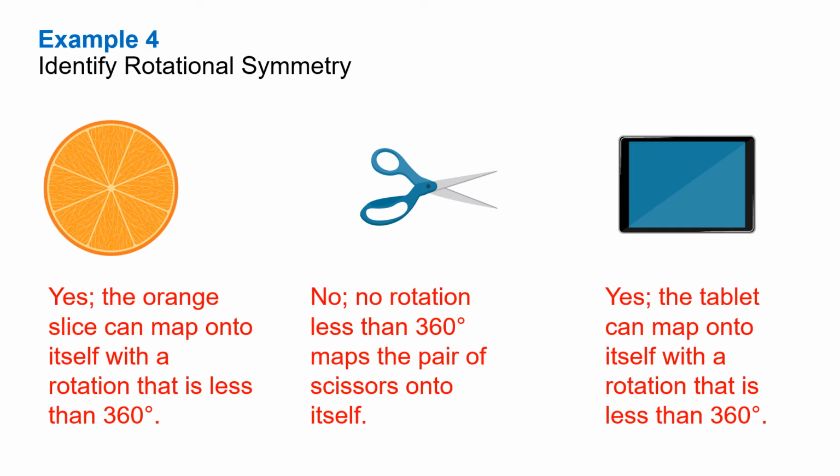So this first object has rotational symmetry because you can rotate it a degree measure less than 360. This one was similar to our flower, so it's actually 45 degrees. So you can rotate it 45 degrees and it will map back onto itself. So it has rotational symmetry. The scissors do not have rotational symmetry because you cannot rotate them any degree measure less than 360 and the object will appear the same as the original. A tablet can map onto itself after a rotation of 180 degrees. So it does have rotational symmetry.